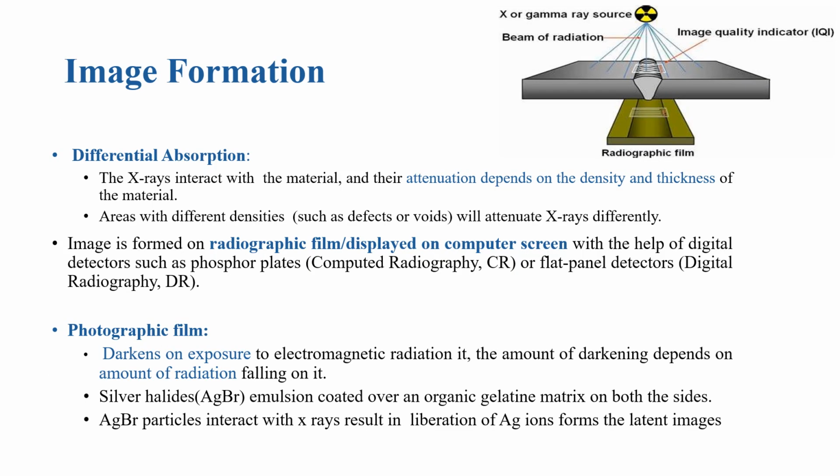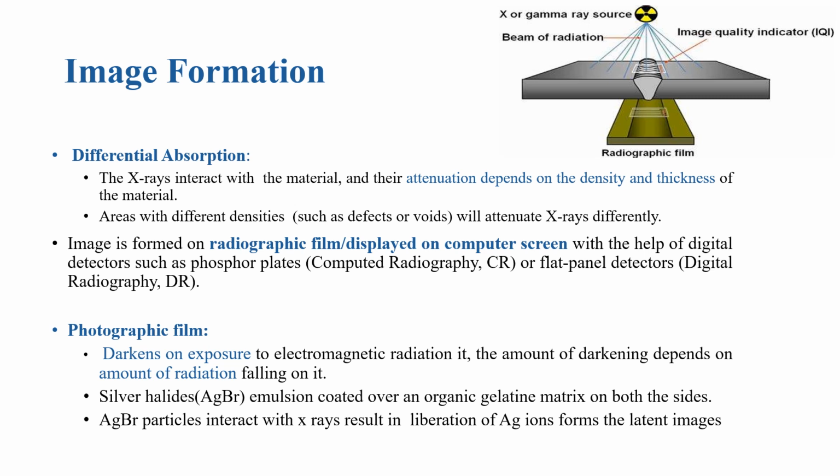These produced X-rays are allowed to fall on the material to be inspected. These X-rays penetrate the surface of the material and come out of the other side. If the material has flaws, the X-rays interact with it, and the attenuation of the X-rays coming out of the material depends upon the density and thickness of the material. The flaw areas or defective areas have different densities than the bulk areas, so the defect areas will attenuate the X-rays in a different way.